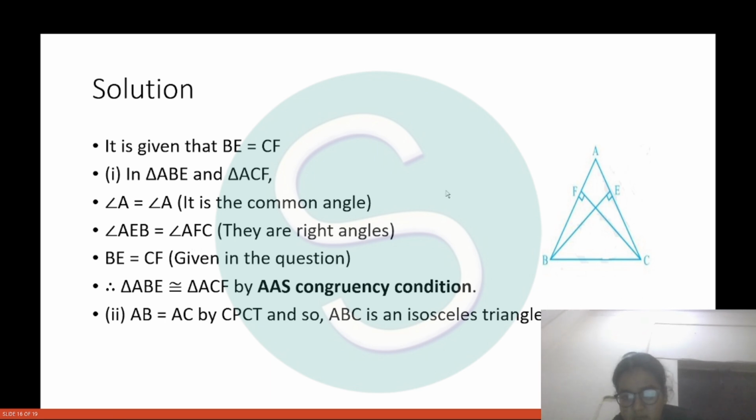So we can prove that triangle ABE and ACF are congruent by angle side congruency. Now, second, we have to prove AB equals AC. So, AB equals AC by CPCT. So, if they are equal, then we have proved that ABC is an isosceles triangle.